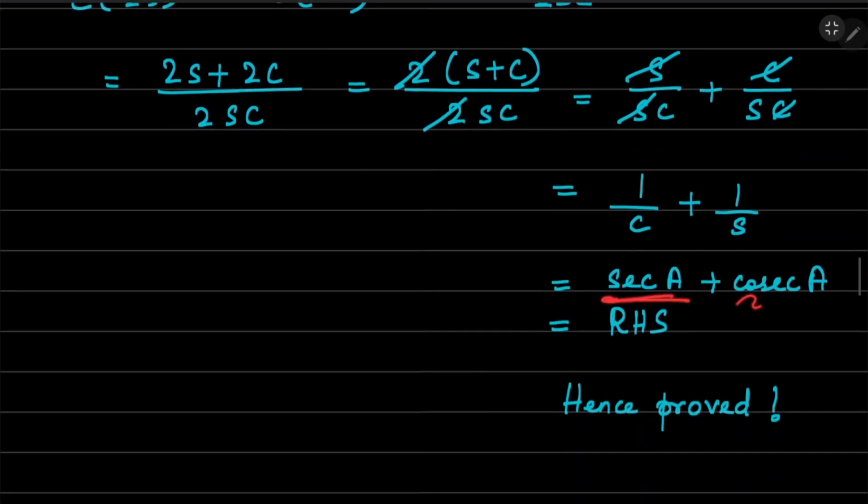Okay, so we have got secant plus cosecant. 1 by cos is secant, 1 over sine is cosecant. Okay. So I hope you understood till here.